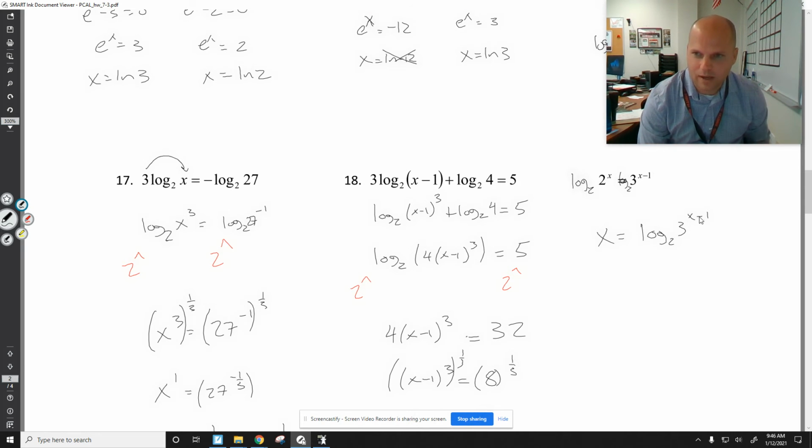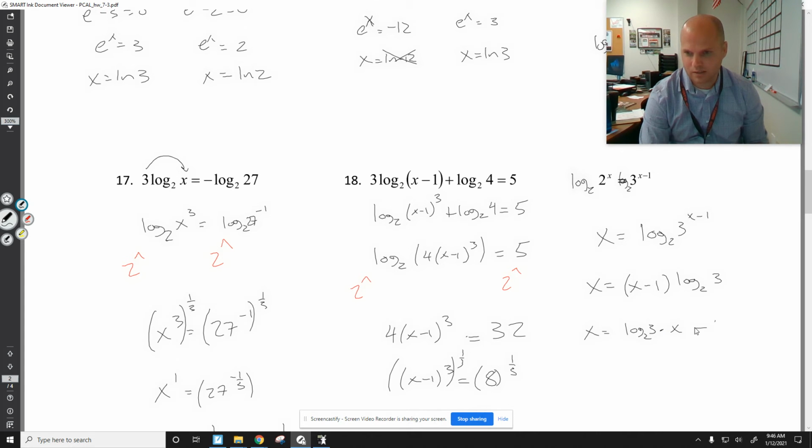And it's like, okay, well, how do I get rid of this x? Well, you can move this x minus 1 down using a property of logarithms. So I get x minus 1 times log base 2 of 3. Now, this isn't nice, and I'm sure there's another way to do this, but this is going to work out. I'm going to distribute this log base 2 of 3, which is just a number. And I get x equals log base 2 of 3, which is some number, times x, minus log base 2 of 3.